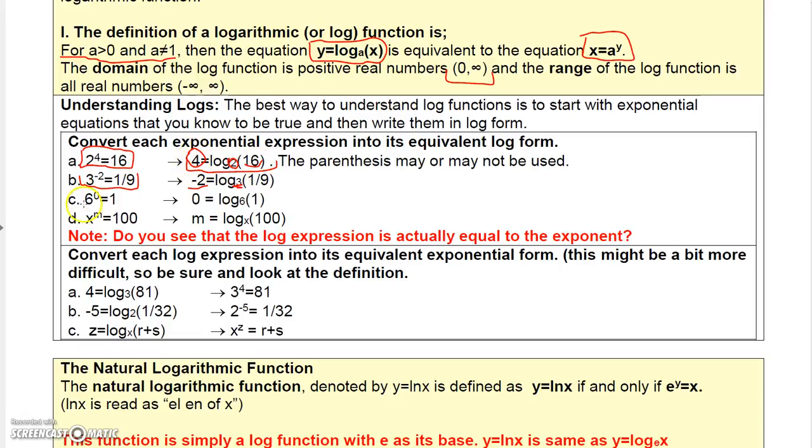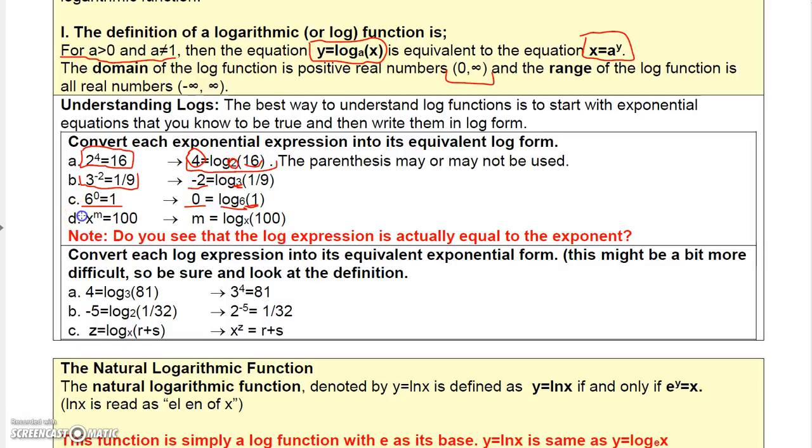Okay, so now let's do 6 to the 0 equals 1. We know that's a true statement. So 0 is the exponent, we have a log with base 6 because that's the same base we had here, and 1 is going to be our argument. Now, this log answers the question: 6 to what power equals 1? What power do I raise 6 to, to get 1? Well, you know it's got to be 0.